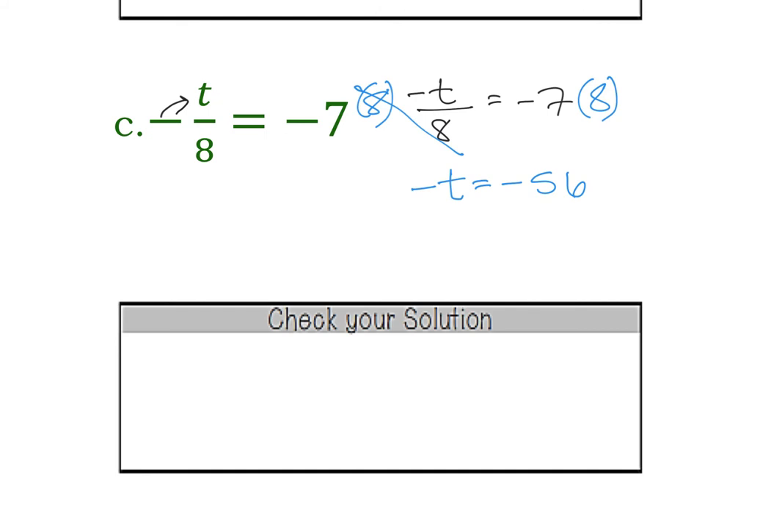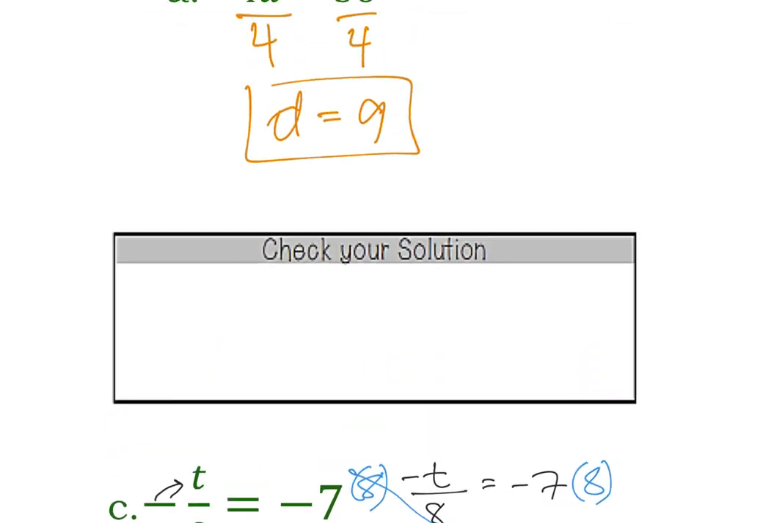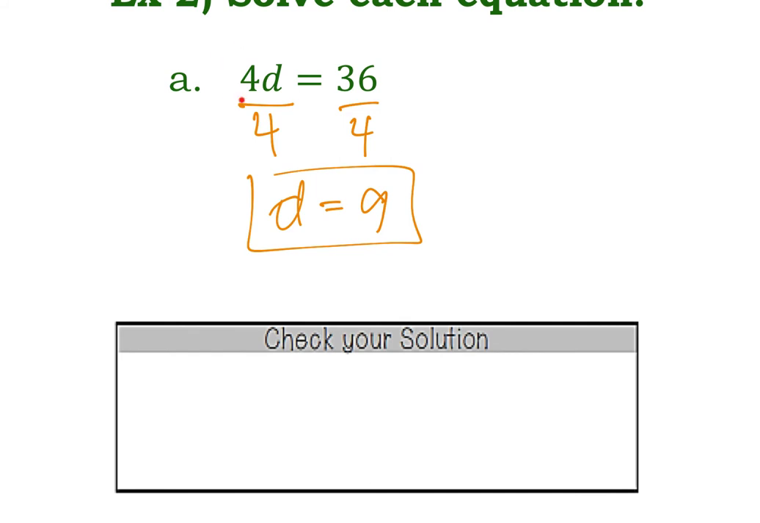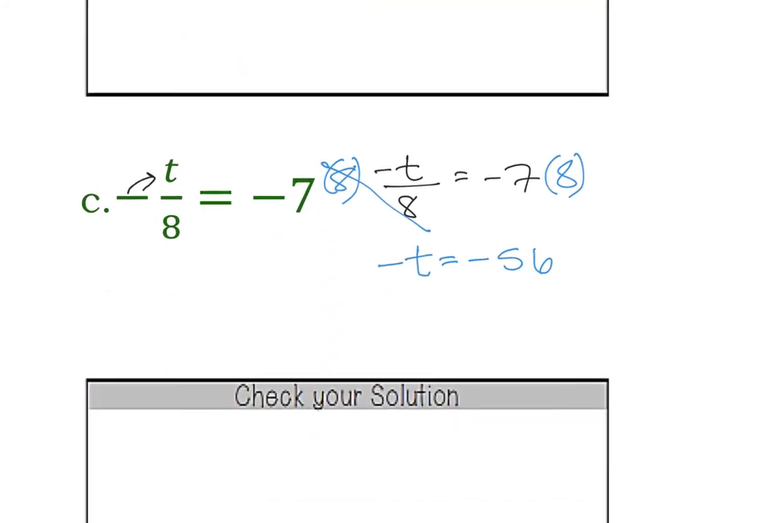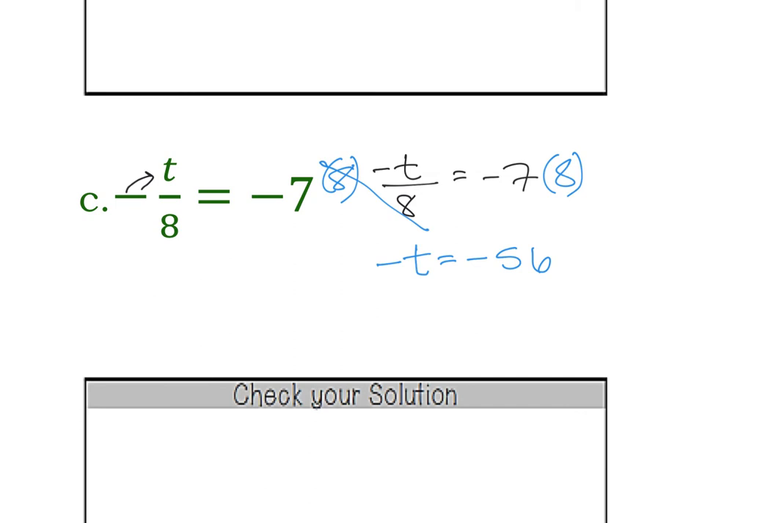What did we say the operation was when we have a number in front of the variable? What was that? Multiplication. Well, same thing here. I have a negative 1t, so I'm going to divide both sides by a negative 1. All that's going to do is change the sign of that number. So if it's a negative, it becomes a positive. Or you could remember that a negative by a negative is always a positive, okay? So we're going to have t equals positive 56, okay?